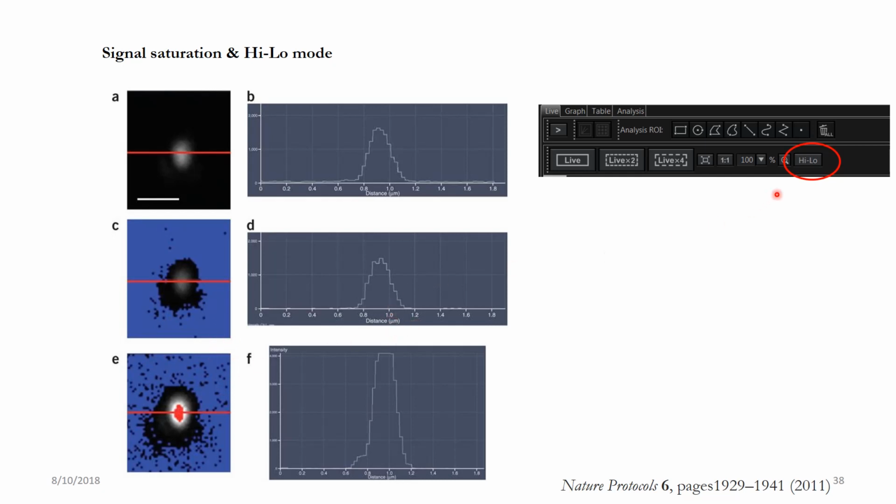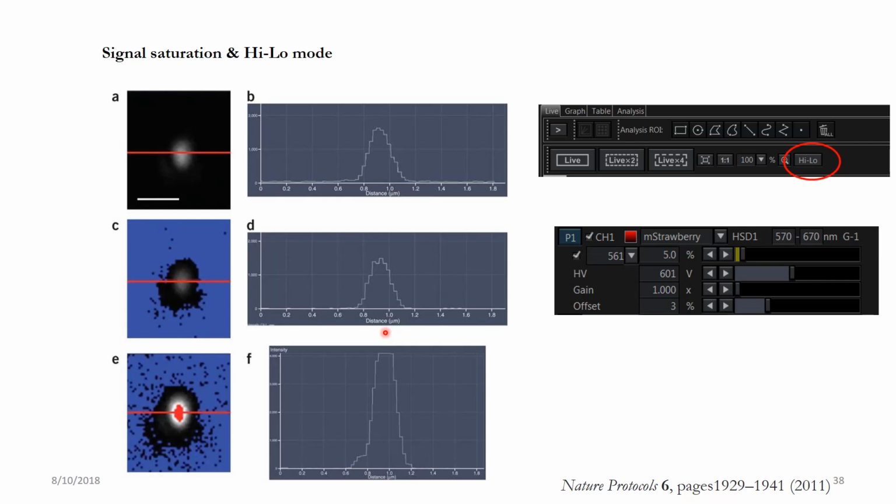So that can be achieved by clicking on this button called HighLow mode. So this is the HighLow image. High means high, and low, that is the low. Okay, and in order to adjust these parameters, like I have discussed before, you can adjust either the laser power or the HV to get to this final image.